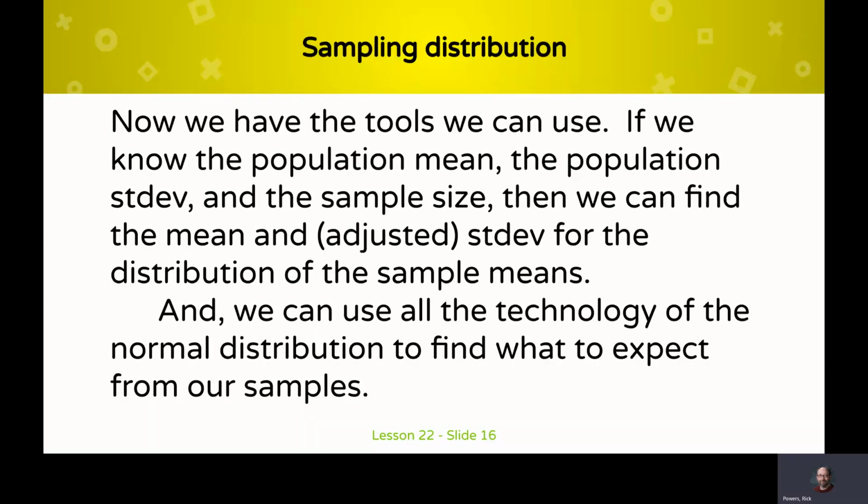Now we have the tools that we can use. If we know the population mean, the population standard deviation, and the sample size, then we can find the mean and adjust the standard deviation for the distribution of the sample means. And we can use all the technology of the normal distribution to find what to expect from our samples.